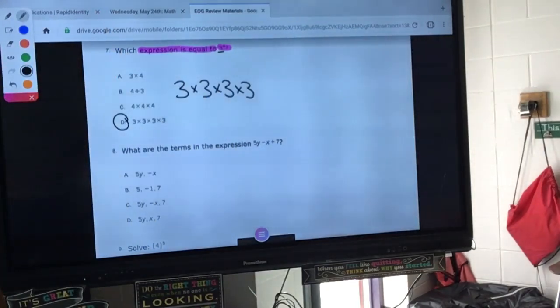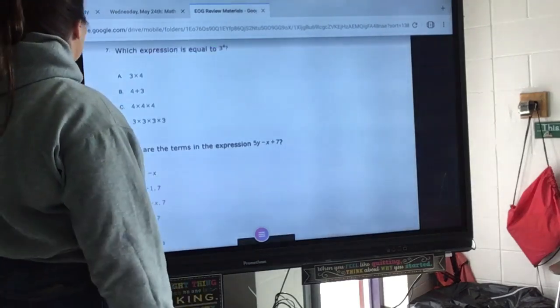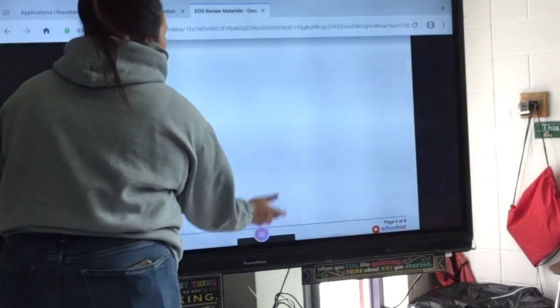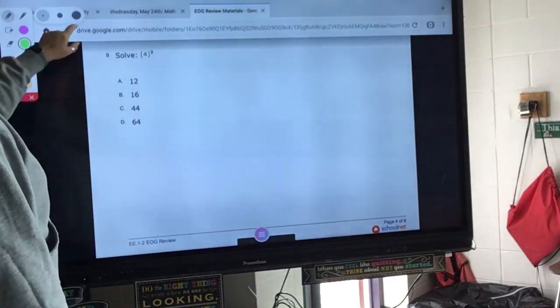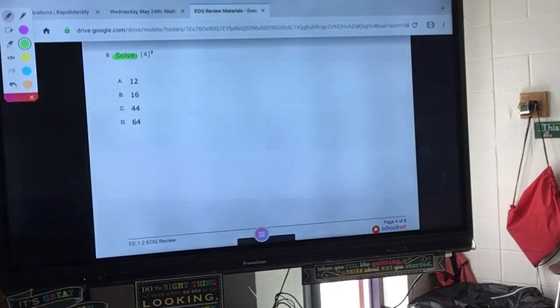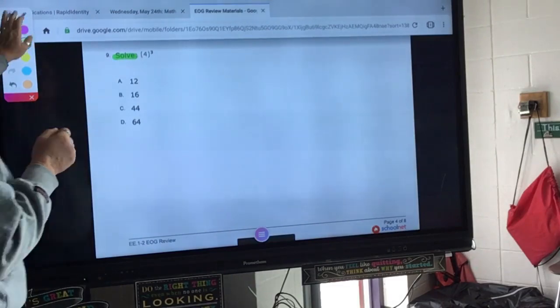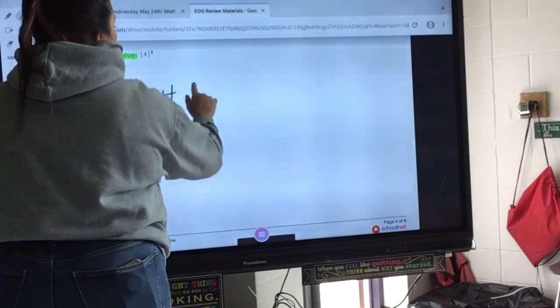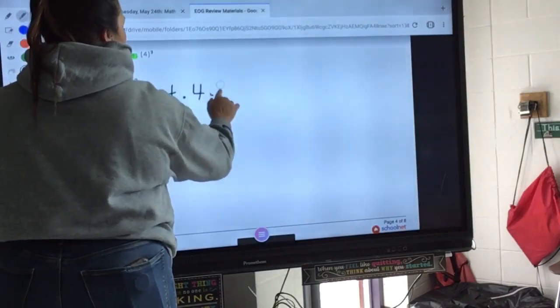All right, go to number 9. Did we already do number 9? No. Okay. For some reason, I already solved it. All right. So, solve. What are we solving? Emma? 4 to the 3rd power. So 4 times 4 times 4.